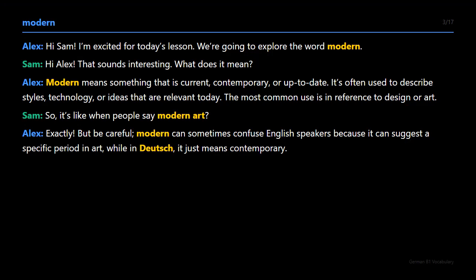Exactly. But be careful. Modern can sometimes confuse English speakers because it can suggest a specific period in art, while in Deutsch, it just means contemporary.